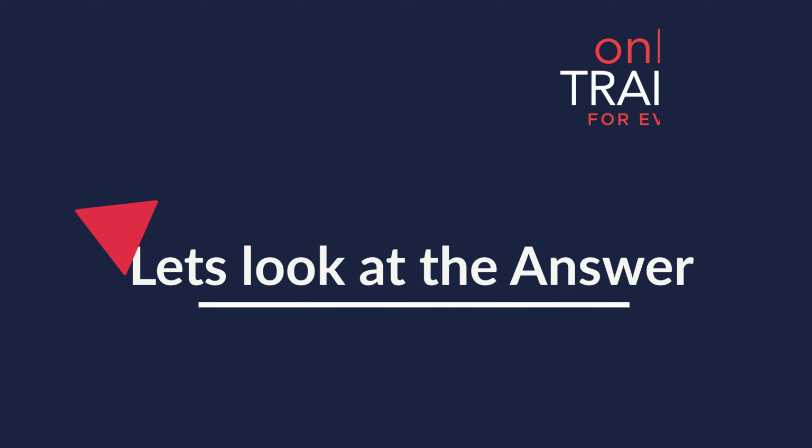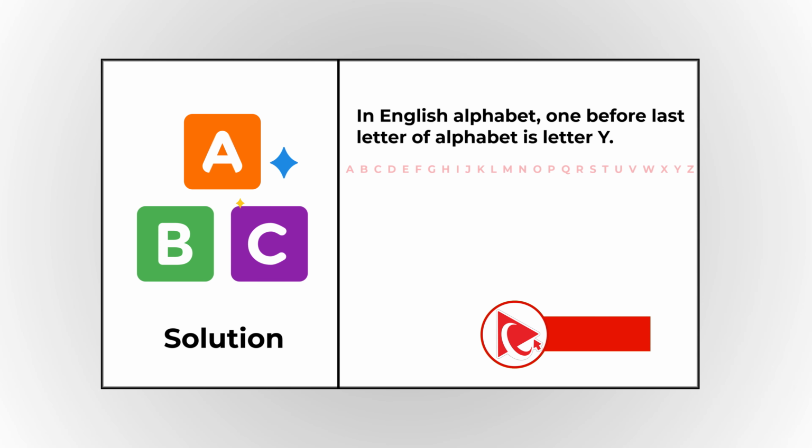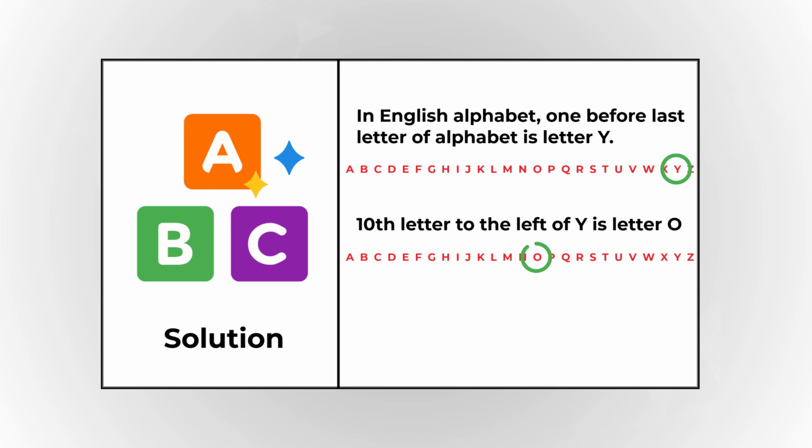As you might be well aware, in the English alphabet, there are 26 letters, and the letter one before last is letter Y. 10th letter to the left of the letter Y would be letter O. Let me demonstrate it to you. If I am currently at the letter Y, let's count 10 letters to the left of the letter Y. 1, 2, 3, 4, 5, 6, 7, 8, 9, and 10. You see, I ended up on the letter O.